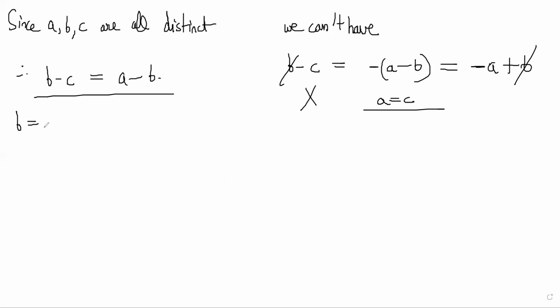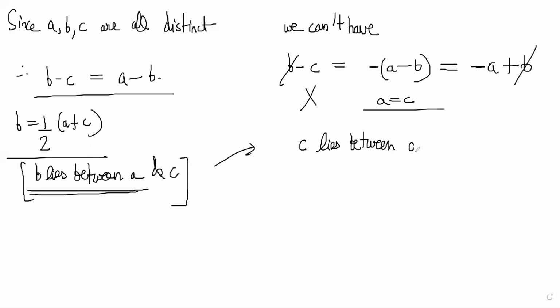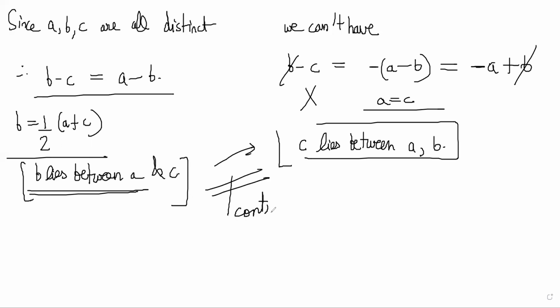This means that b is equal to half of a plus c, right? That means b lies between a and c. Okay, so we have concluded that b lies between a and c. Similarly, repeating the argument just for a different variable, we can also conclude that c lies between a and b. In the same way, we can conclude this also, which will be an obvious contradiction.